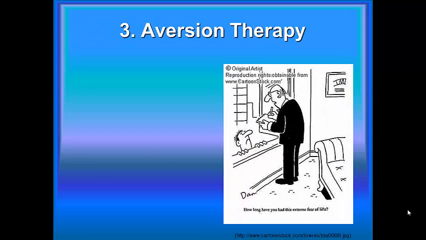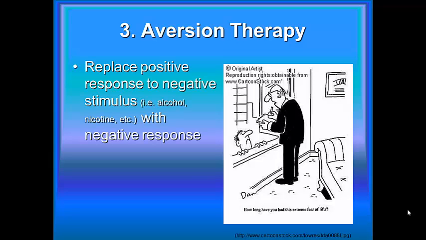We've covered systematic desensitization, and we've covered counterconditioning. The third one is called aversion therapy. What we're going to do here is take something that gives us a positive response. Let's say we've got an alcoholic, or someone who wants to stop smoking. You know that when people smoke, they get a positive response out of it. They feel better. Or with alcohol, they feel more relaxed. Well, instead of having that positive response, we are going to replace it with a negative response.